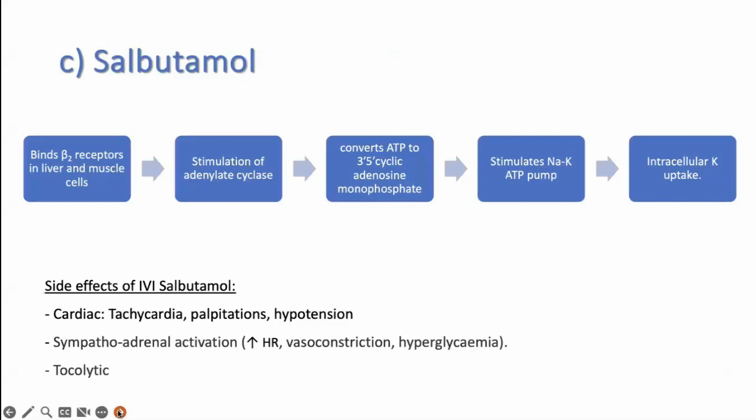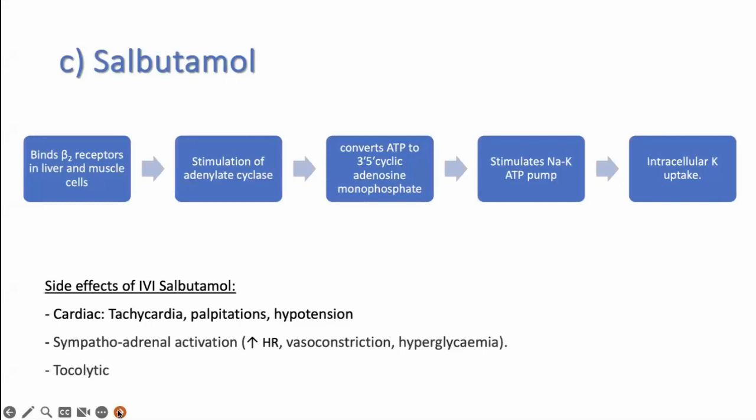So now you've given IV salbutamol, and one of the side effects can be things like tachycardias, palpitations, hypotension, and it can also result in a sympathoadrenal activation. So again, causing a tachy, your vasoconstriction, and ultimately hyperglycemia. Again, like we said, don't ever forget your glucose.